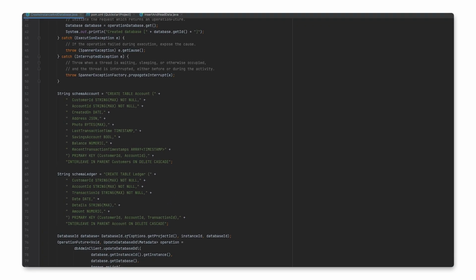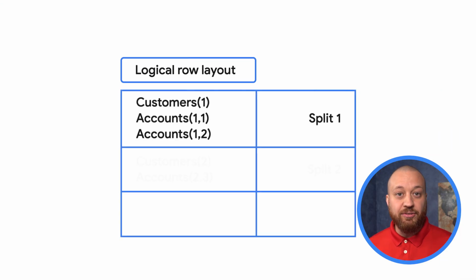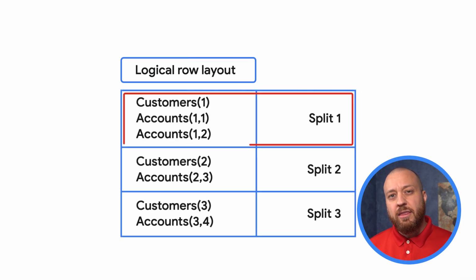To avoid this, tables can be interleaved together in the schema definition. If I interleave accounts into the customers table, then the account rows will be located in the same split as the customer they belong to and make my query faster. Keep in mind that interleaving cannot be changed for existing tables, and not all table relationships should be interleaved. Interleaving should be used for related data that is frequently accessed together.